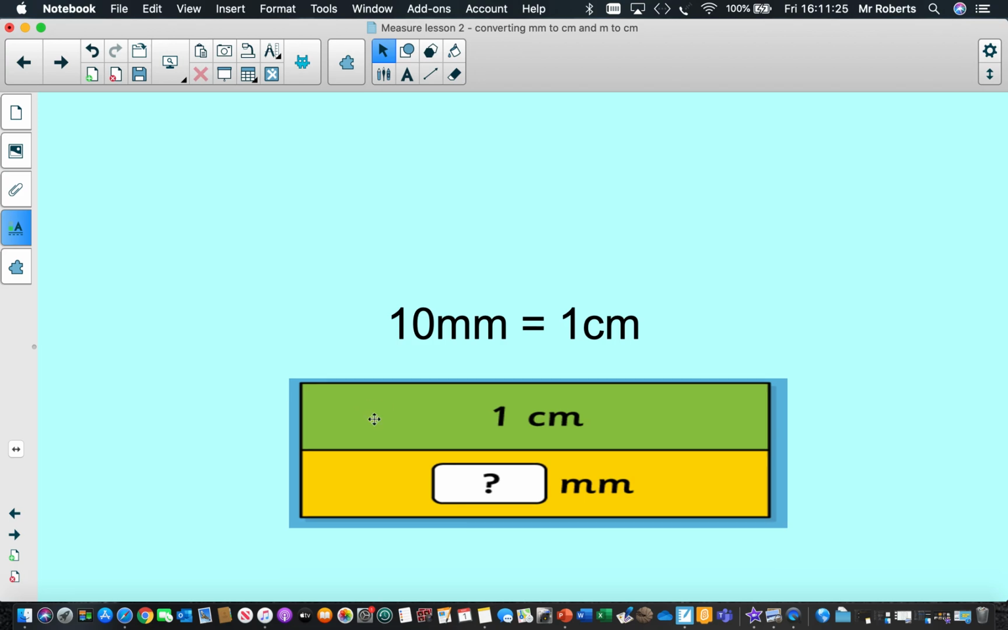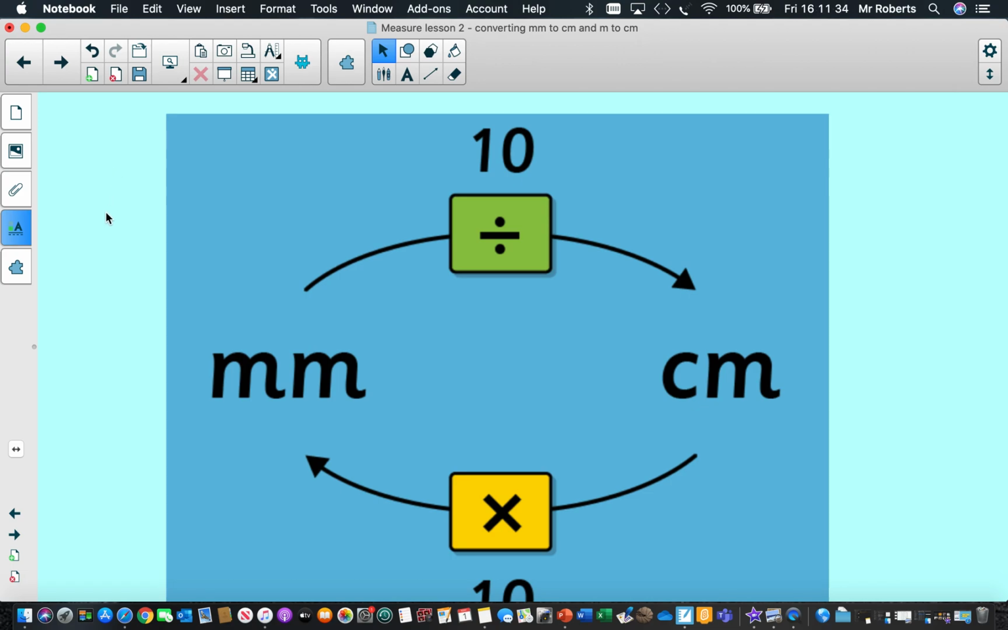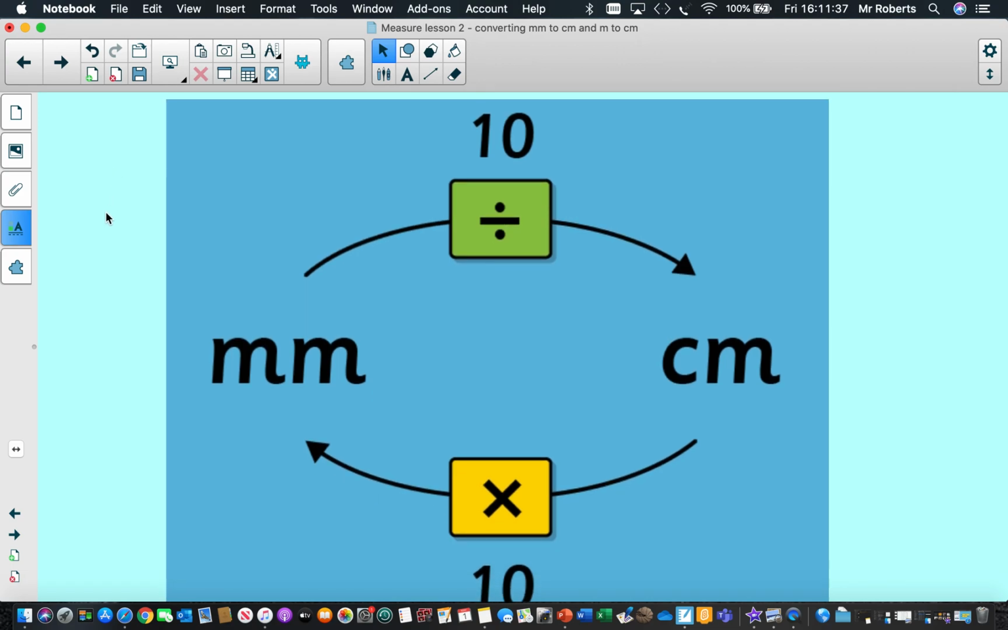Yesterday we were multiplying and dividing by 100. Today it is going to be 10, as this diagram will show you. To convert from millimetres to centimetres, we need to divide by 10, which means moving our numbers one space to the right. If we're converting from centimetres to millimetres, we are multiplying by 10, which means moving each digit one place to the left in our measurement. Let's have a look at what that looks like in practice.